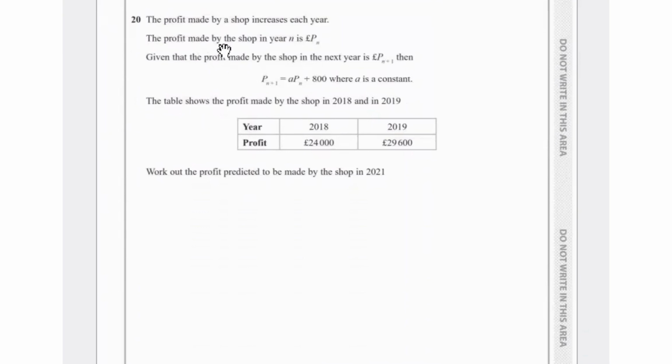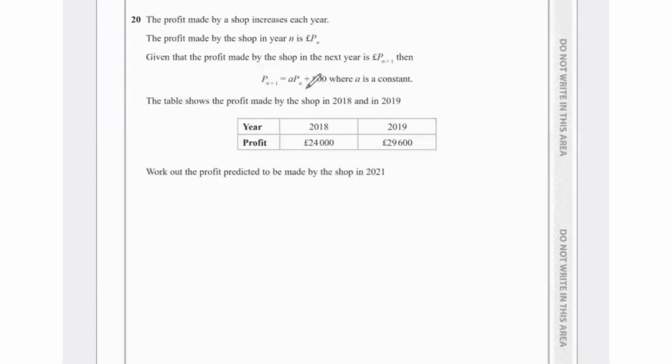Next question says the profits made by a shop increase each year. The profit made by the shop in year n is Pn pounds. Given that the profit made by the shop in the next year is Pn plus 1 pounds, then Pn plus 1 equals A times Pn plus 800, where A is a constant. The table shows the profits made by the shop in 2018 and 2019. Work out the profit predicted to be made by the shop in 2021.